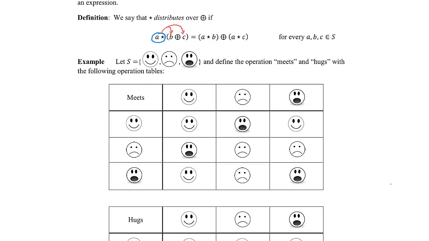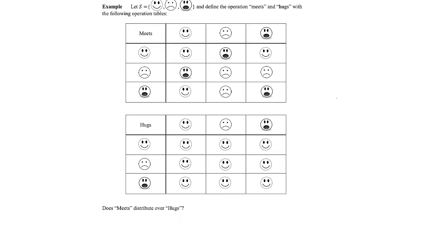Now let's discuss an example. So in the tables below, we have the operations meets and hugs. And we want to know if meets distributes over hugs. So we have an equation to check. Let's write this equation down.